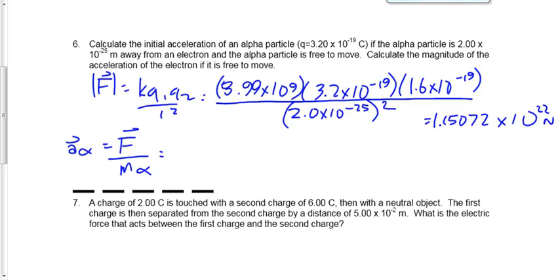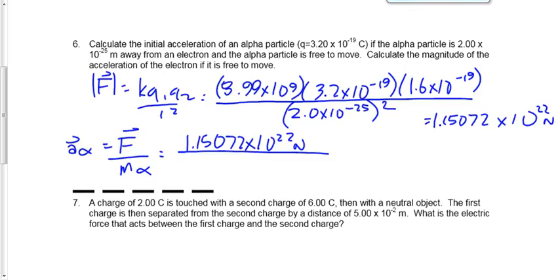And the force on the alpha particle is 1.15072 times 10 to the 22. How did I know that that's the force on the alpha particle versus the force on the electron? How did I know which particle, the electron or the alpha particle, to assign that force to? It's the same force on both of them. There was nothing like I have to decide which particle it goes with. It goes with both of them. If object A applies a force on object B, Newton's third law says object B will always apply an equal and opposite force on object A. So the forces have got to be the same.